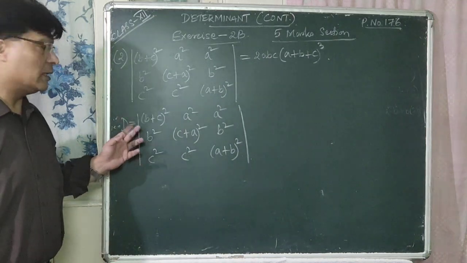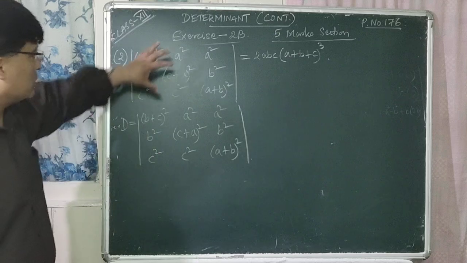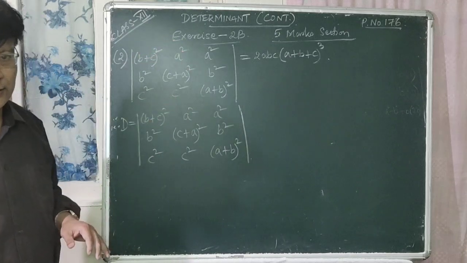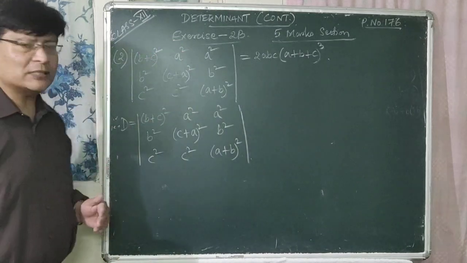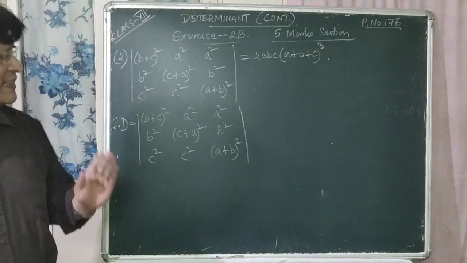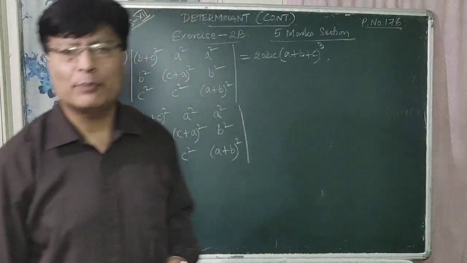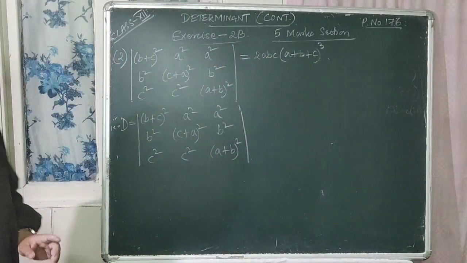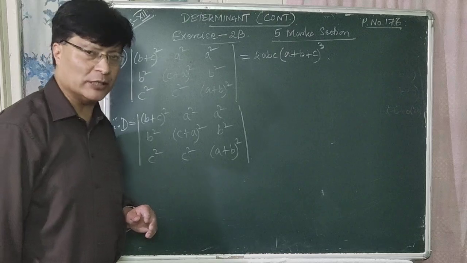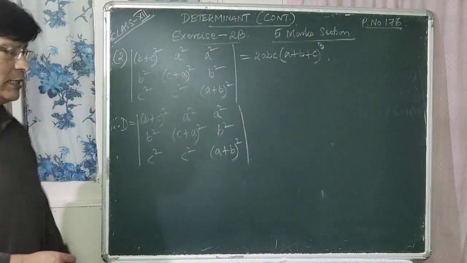Now you will prove that this determinant is equal to twice ABC into A plus B plus C whole cube. So now let us write down the left hand side. That is D is equal to this determinant. Okay. Now in this case also you have to use the properties of determinant in such a way that one of the factors should be, you should get A plus B plus C. So which property is used here to get one of the factors as A plus B plus C?